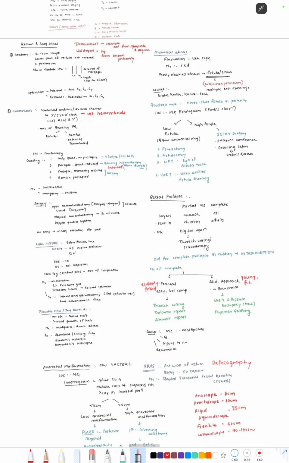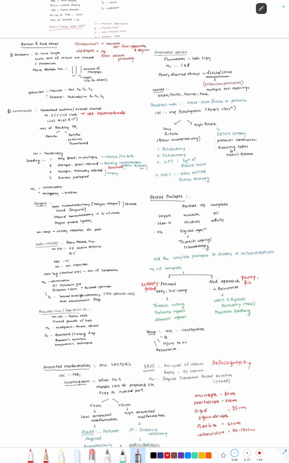Then the pathology, the first pathology is the hemorrhoids. Hemorrhoid cushions, or the arterial channels for internal hemorrhoids, are located at 3 o'clock, 7 o'clock, and 11 o'clock position. That is left lateral, right posterior. The most common cause of painless bleeding per rectum is going to be the internal hemorrhoids.